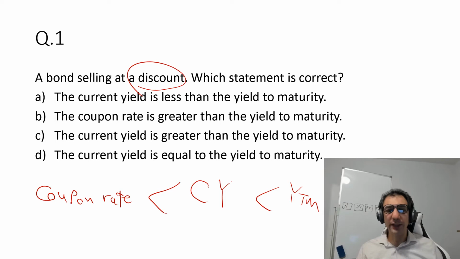And we talk about the bonds when they're sold at a premium. If you just turn around the inequality, in which the coupon rate is greater than the current yield and the current yield is greater than the YTM, that's the case when the bonds are sold at a premium. And we talk about when the bonds are sold at par. In this case, all these three variables, coupon rate, current yield, and YTM, are the same for par bonds. Now let's look at the second question. As I mentioned, the answer for this question will be A.